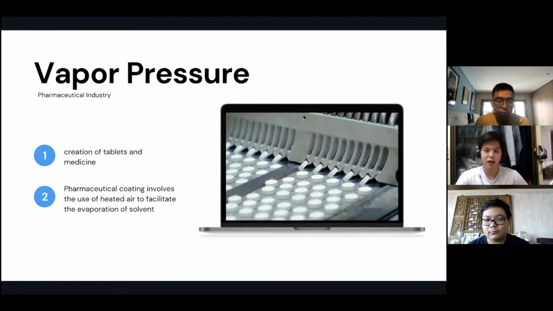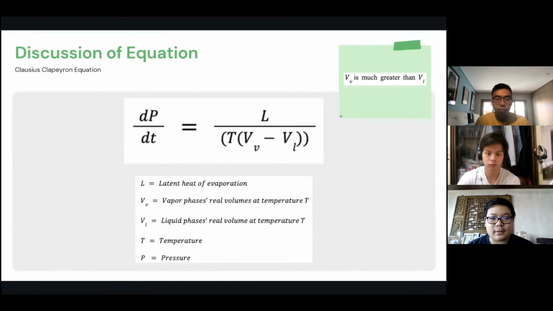This topic has many applications in the pharmaceutical industry, wherein the creation of tablets and medicine uses this concept to treat people. Pharmaceutical coating involves the use of heated air to facilitate the evaporation of solvent, which involves the use of vapor pressure to control the humidity. So now I will be discussing the equation we will be using.